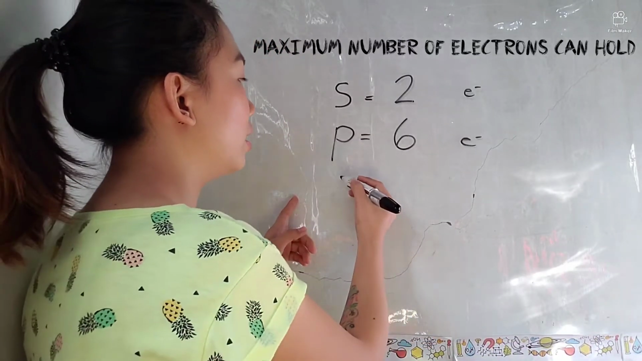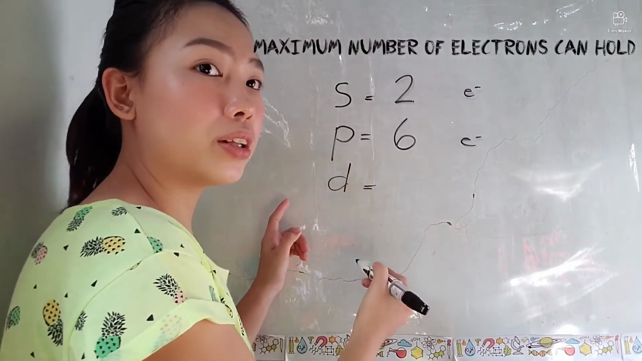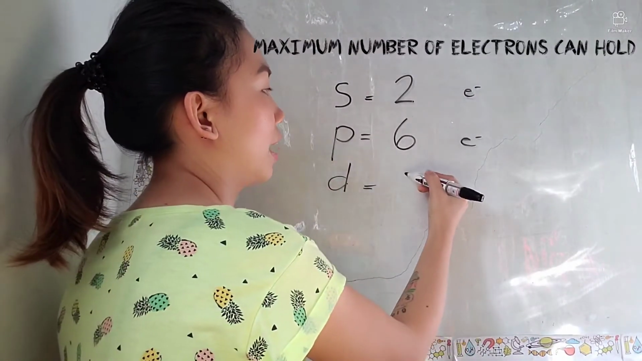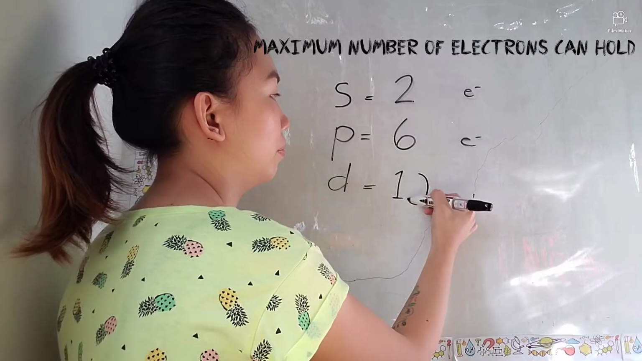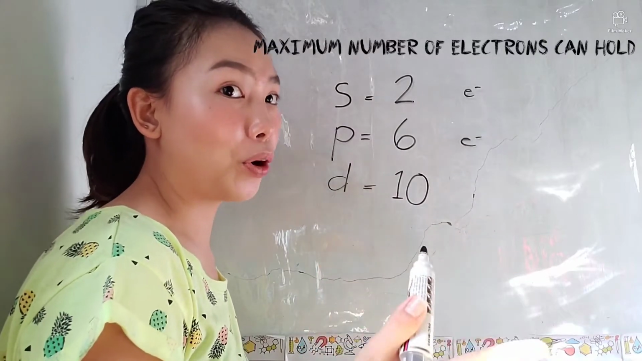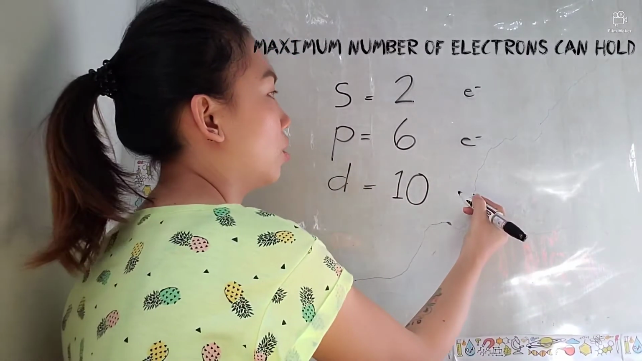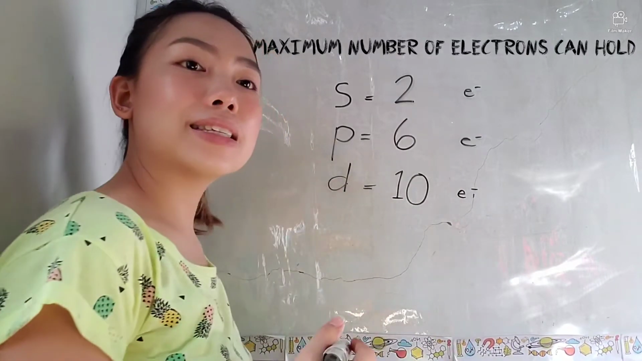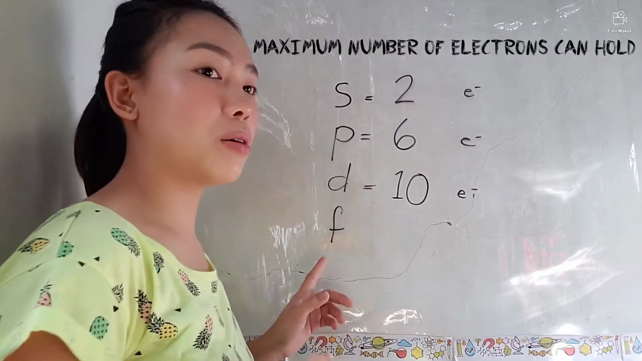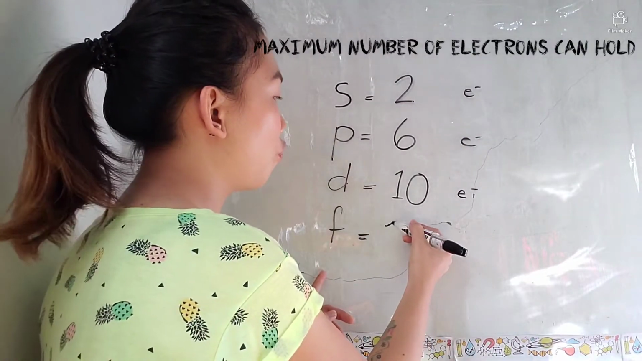Then the subshell D can hold electrons in a maximum number of 10. So, kaya niyang mag-hold ng electrons hanggang 10. It could be less than 10, but not more than 10. Then the last one, subshell F, can hold electrons up to 14.